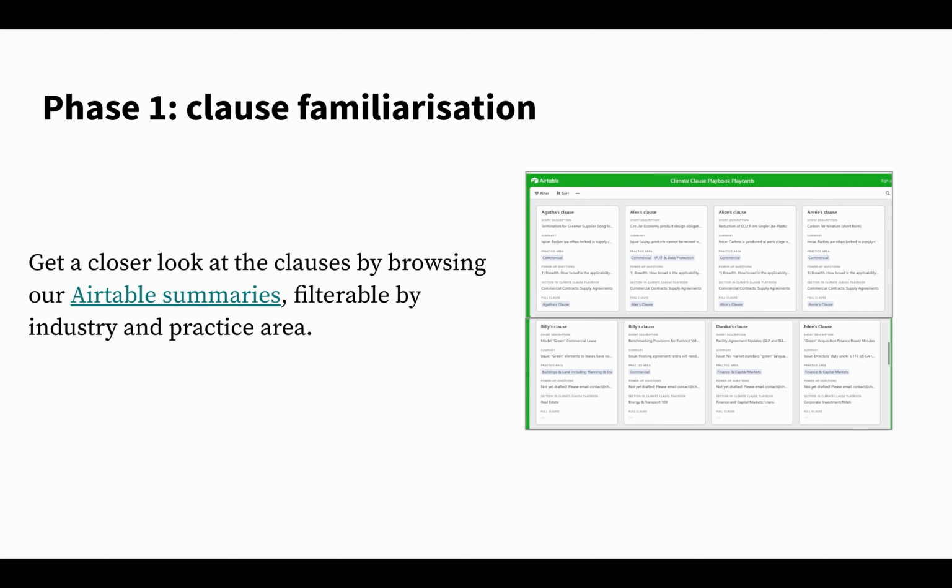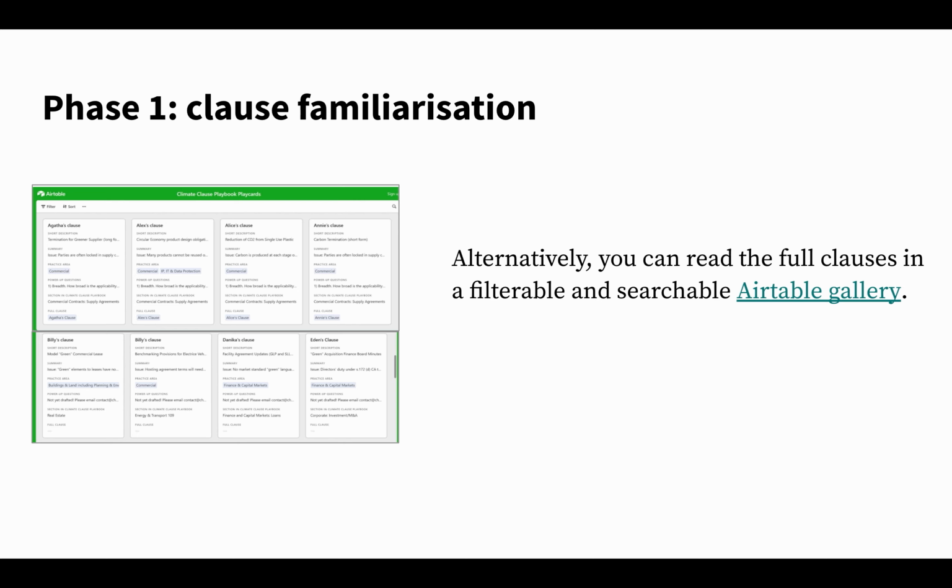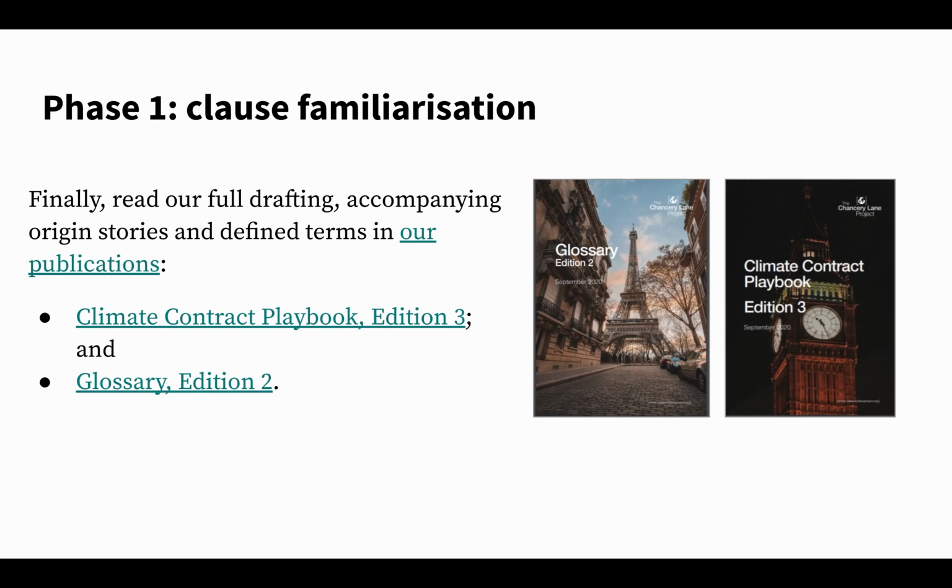We also have short summaries of each clause viewable on an Airtable gallery, which can be filtered by industry and practice area. You can also search for keywords. We also have the full clauses on Airtable with the same filter and search functions. Last but certainly not least, you can read our full drafting in our publications, the most recent of which are the Climate Contract Playbook Edition 3 and Glossary Edition 2.